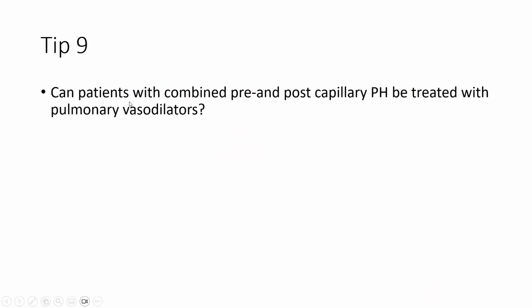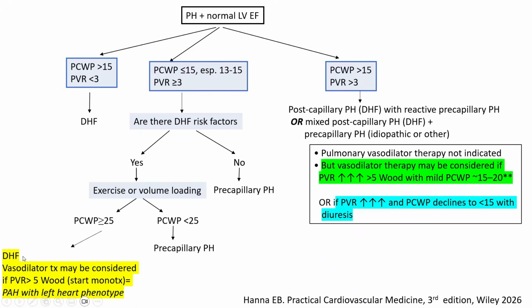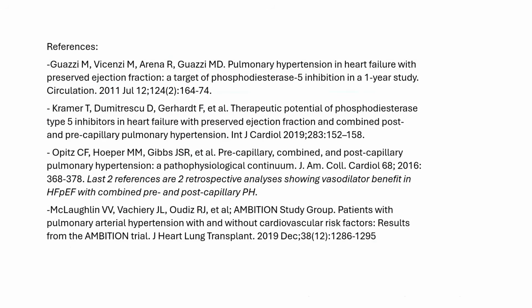Now I will move on to answer that question. Can patients with combined pre- and post-capillary PH be treated with pulmonary vasodilators? The simple guideline answer is no, including the latest ESC guidelines from 2022. PH must be purely precapillary to qualify for pulmonary vasodilators. However, there are 3 instances of combined pre- and post-capillary PH where pulmonary vasodilator therapy may be considered in agreement with ESC guidelines. And I will elaborate on those 3 instances.